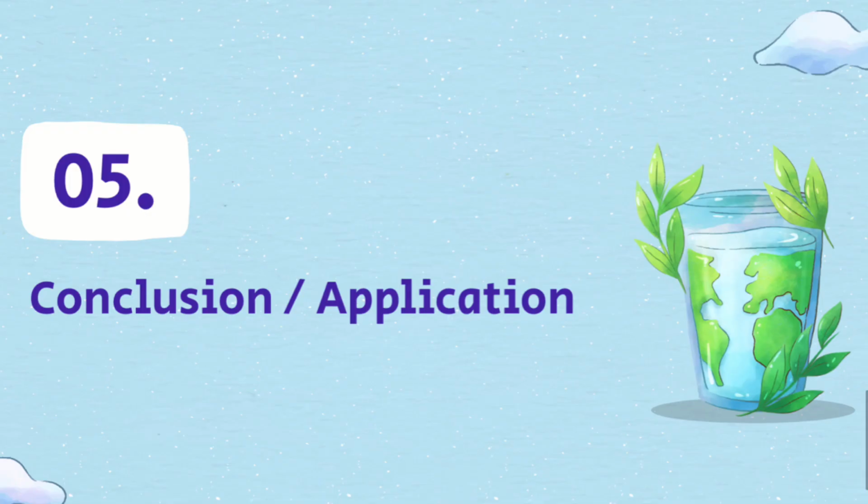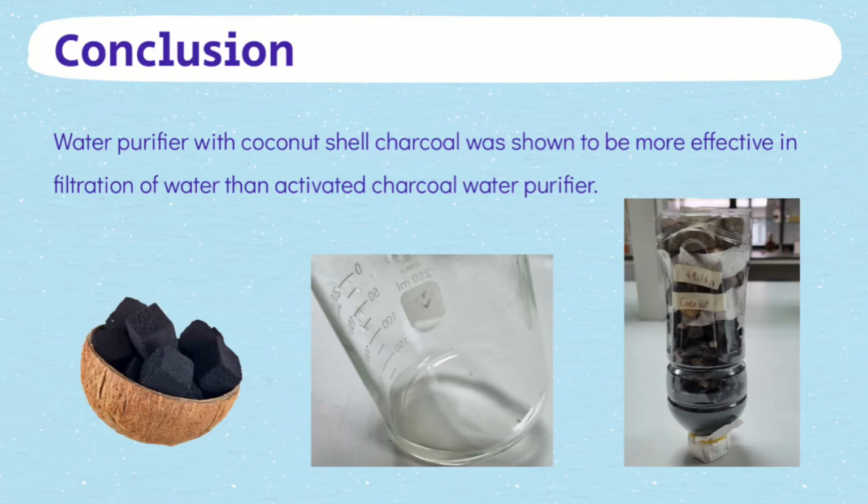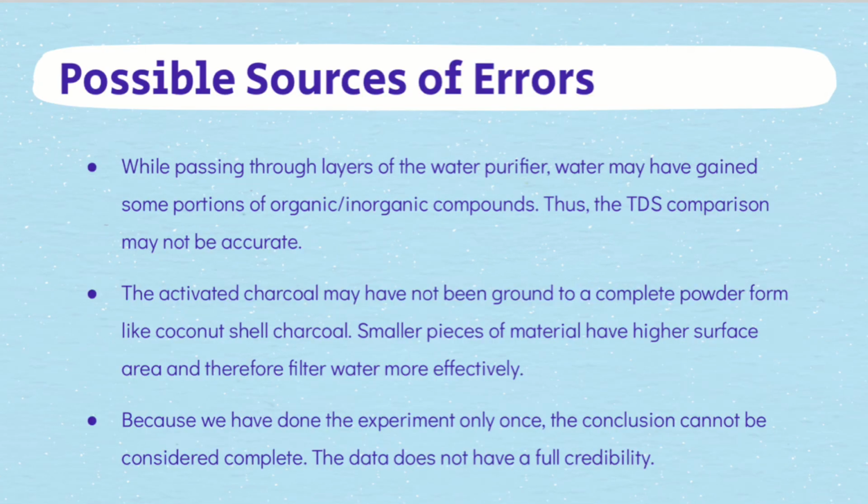Next, we will talk about conclusion and application. We concluded that water purifier with coconut shell charcoal was shown to be more effective in filtration of water than activated charcoal water purifier. These are the possible sources of errors. First, while passing through layers of the water purifier, water may have gained some portions of organic or inorganic compounds. Thus, the TDS comparison may not be accurate.